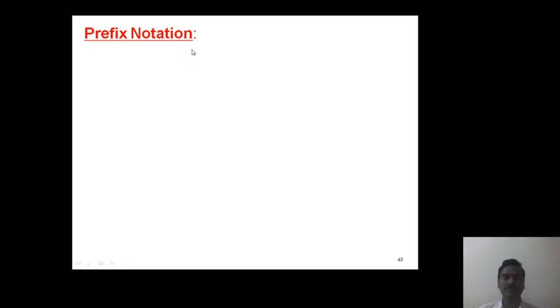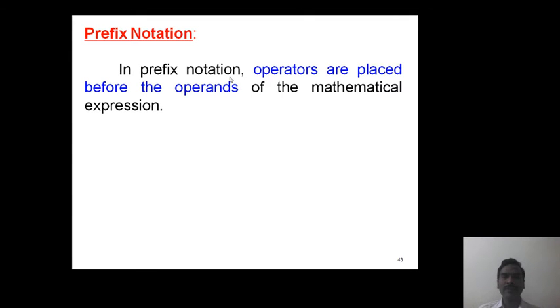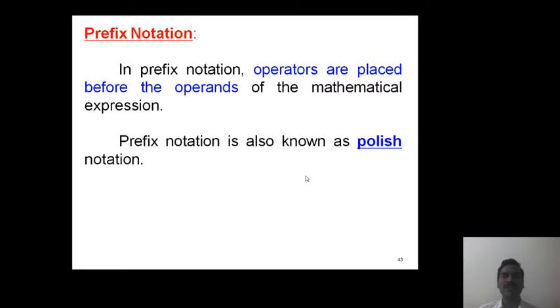Prefix notation. In prefix notation, operators are placed before the operands of the mathematical expression. A prefix notation is also known as Polish notation. Now these are different prefix notations. Plus a, b is a prefix notation. Minus, plus, 2, 14, 9, etc.